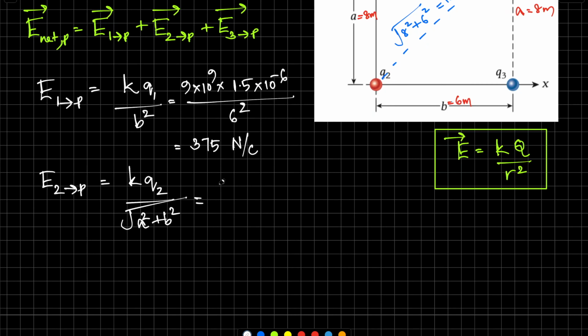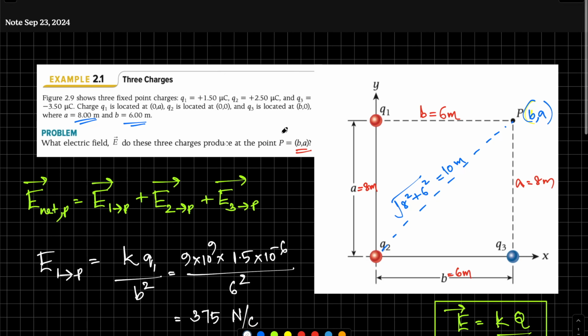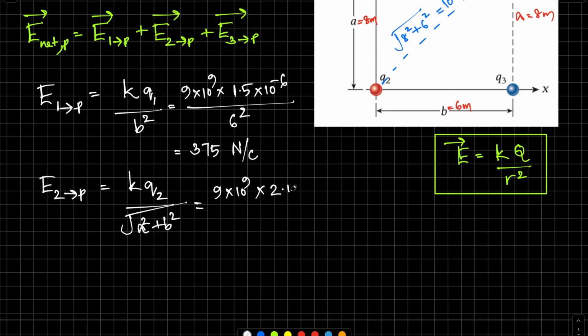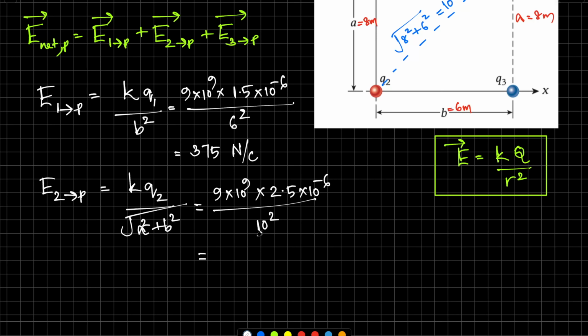Substitute the values. K is 9 times 10 to the power of 9 times Q2. Q2 is 2.5 times 10 to the power minus 6, over the root of a square plus b square, that is 10 meters, so 10 square. Let's solve it in the calculator. You will get 225 Newton per coulomb. That is the electric field by charge 2 at point P.